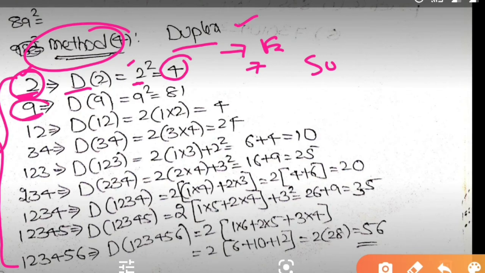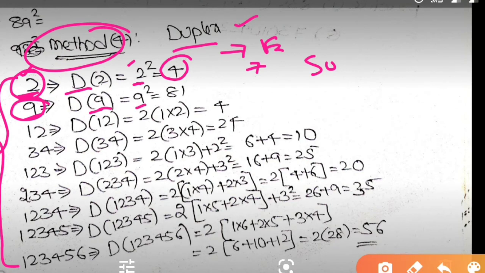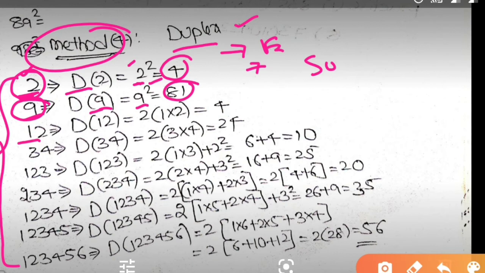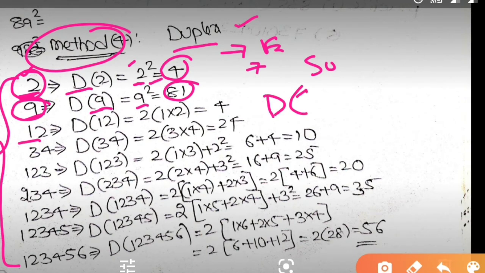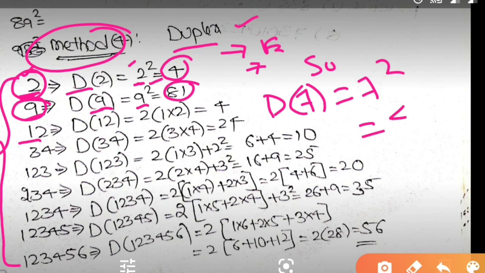If we want to find the duplex of 9, what you have to do? You just square that number. 9 square is 81. So if you want to do the duplex of any single digit number, what you understood? You simply square it. 7 square is 49. This is the duplex method for a single digit.